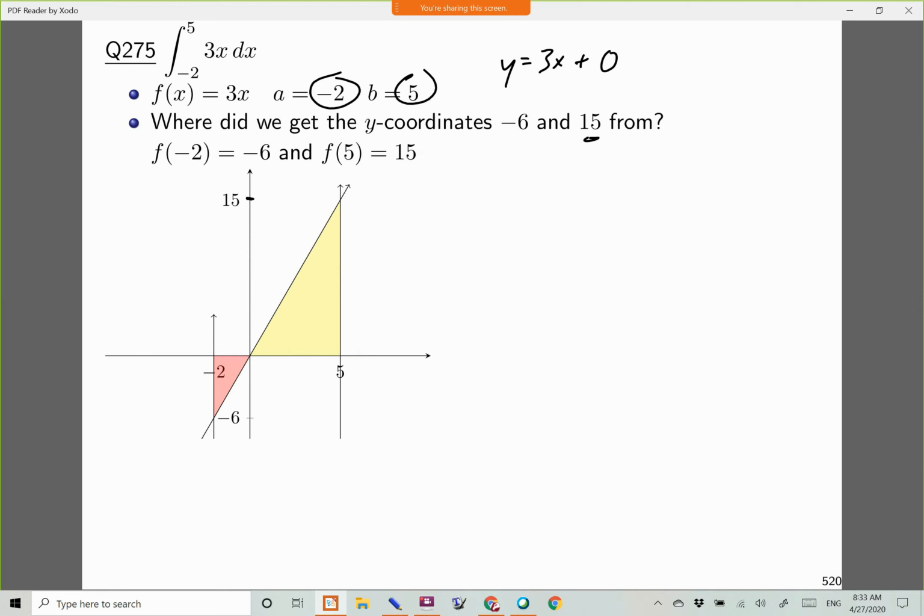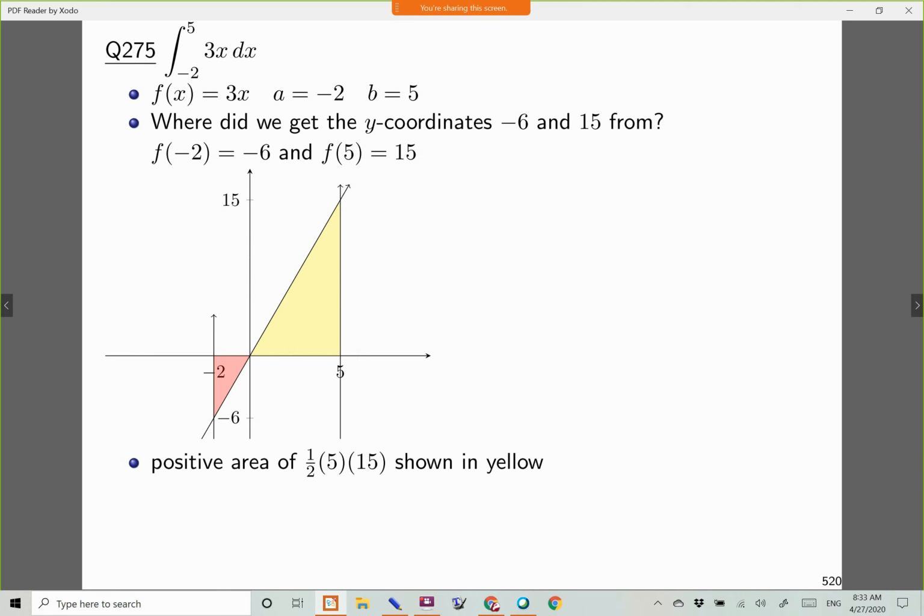Both regions, both shapes, are triangles, so we use the triangle area formula, 1/2 times base times height. The positive area is 1/2 times 5 times 15. That's why I wanted to compute that y coordinate of 15. The negative area is 1/2 times 2 times 6. I just didn't write any minus signs yet. I'll just put the minus signs in the final answer here.